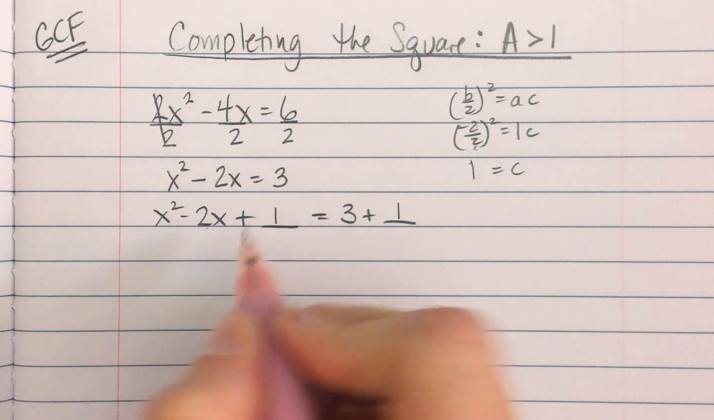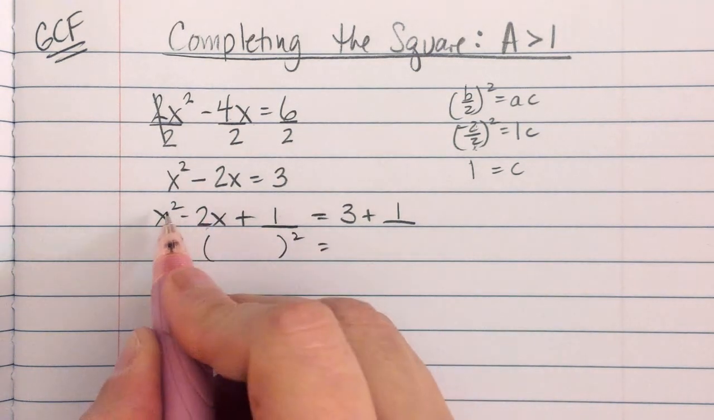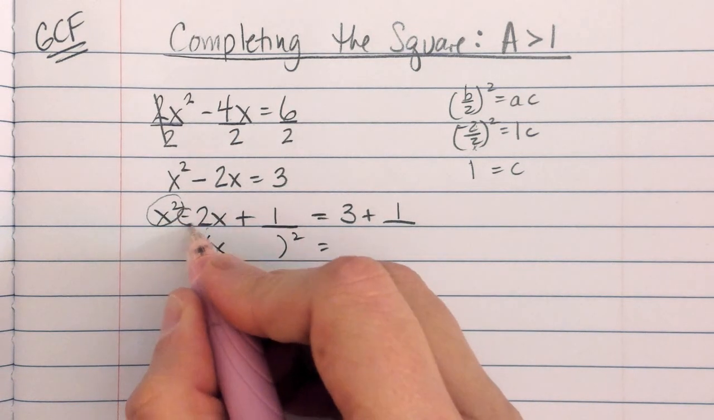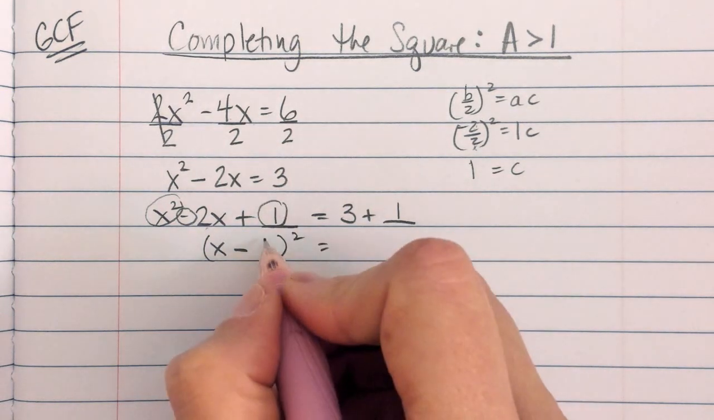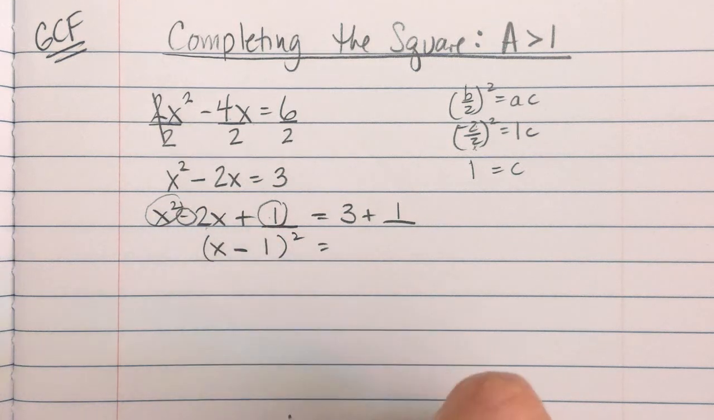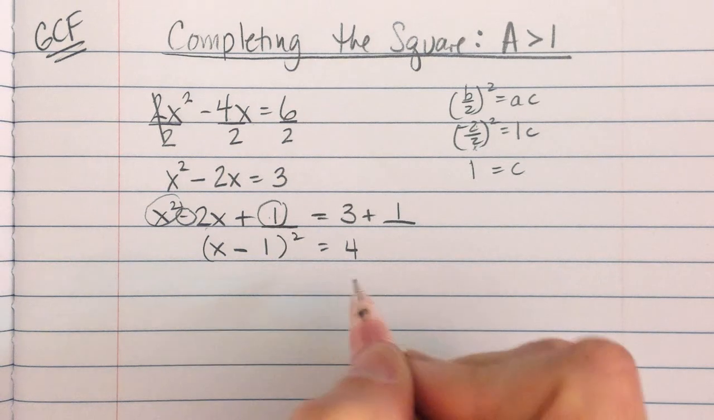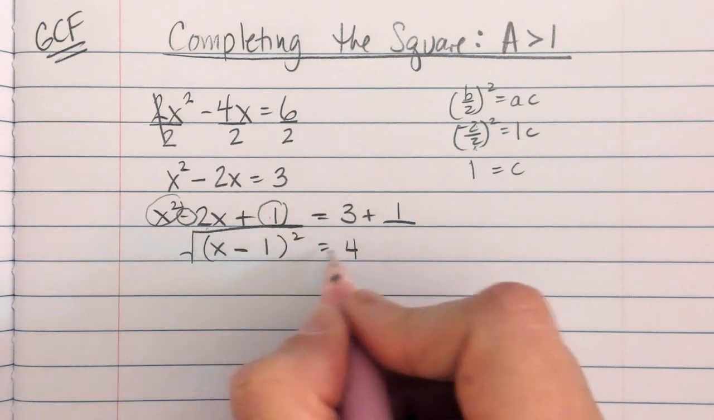Now again, I did this so I could write this as a perfect square. So I take the square root. The square root of x squared is x. I take the sign in front of b, and I take the square root of 1, which is 1. So x squared minus 2x plus 1 is x minus 1 squared, and that should equal 4. Now I have something set up that's a perfect square, so I can use the square root method to solve it.